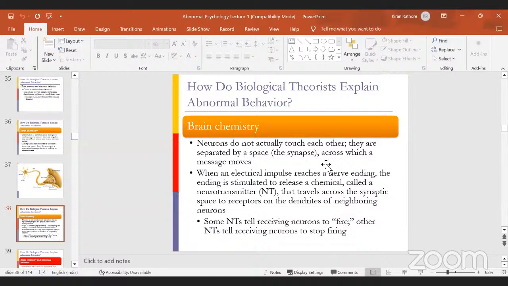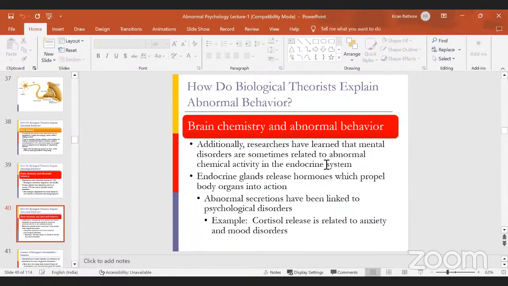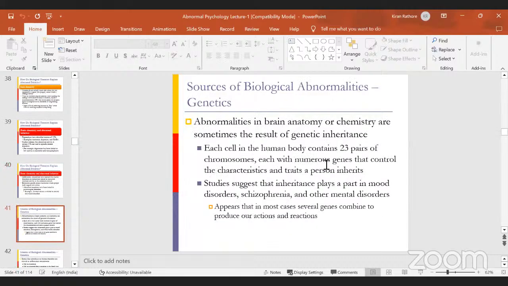So this brain chemistry they are talking about means that if there is an imbalance in neurotransmitters, it can trigger mental illness. For example, depression has been linked to low levels of serotonin. Serotonin is the name of one of the neurotransmitters. Then we have dopamine, GABA, and norepinephrine. These are different neurotransmitters. They have found that depression is linked to low activity in serotonin and norepinephrine. Similarly, different neurotransmitters have been implicated with abnormal levels. Like hormones, sometimes there can be a decrease in neurotransmitter level, or there could be an increase. If there is no balance, that can trigger different types of mental illnesses. That is what we call brain chemistry.